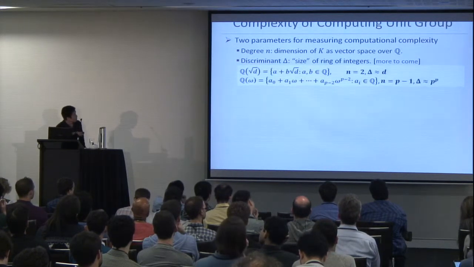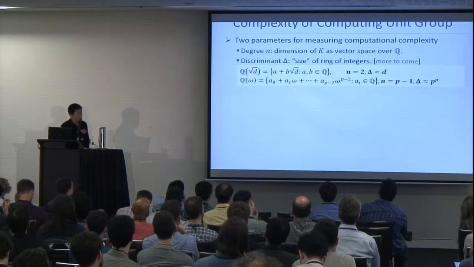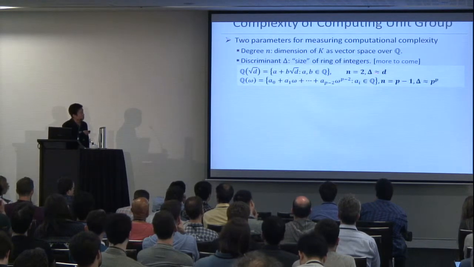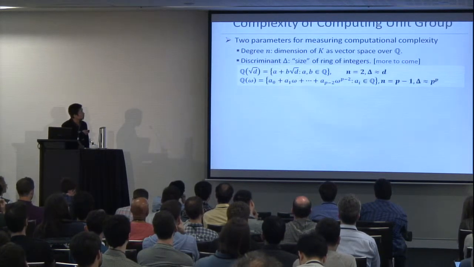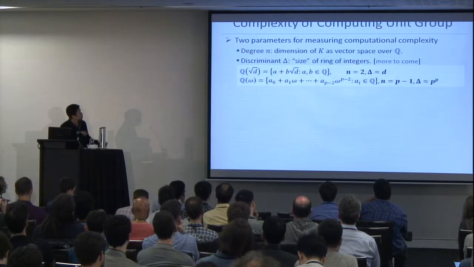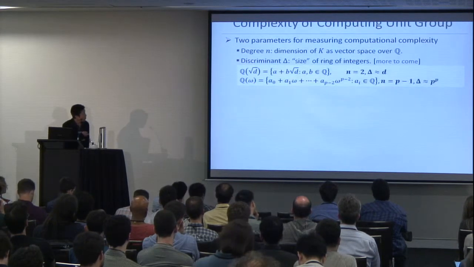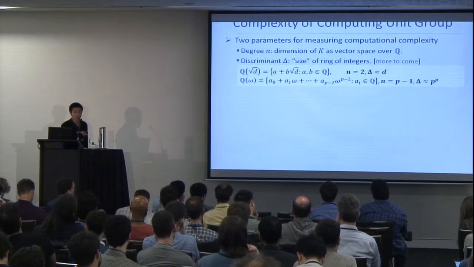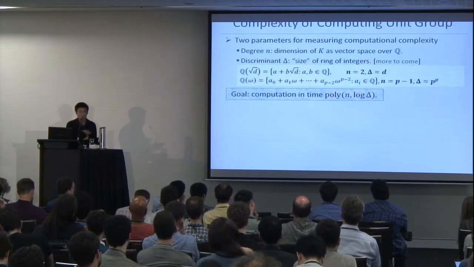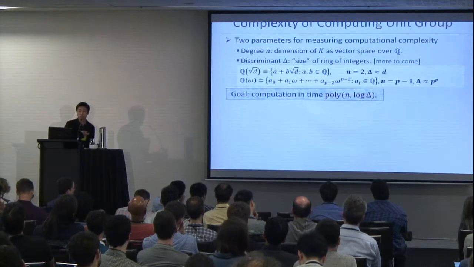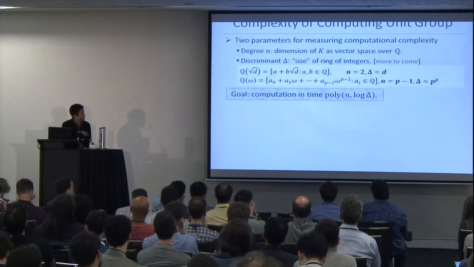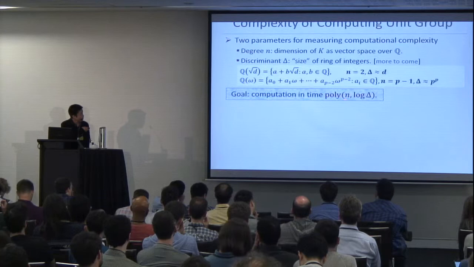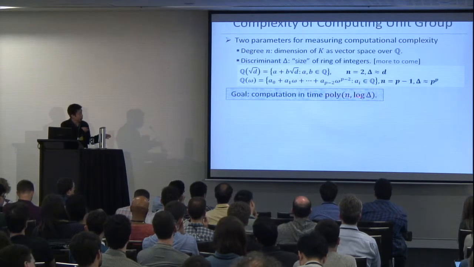So, for example, as the name suggests, a quadratic field has degree 2, and its discriminant is roughly d. And for the pth cyclotomic field, the degree is p minus 1, and the discriminant is pretty large, roughly p to the pth power. So we consider a computation efficient if it takes time polynomial in the degree and polynomial in the logarithm of the discriminant.